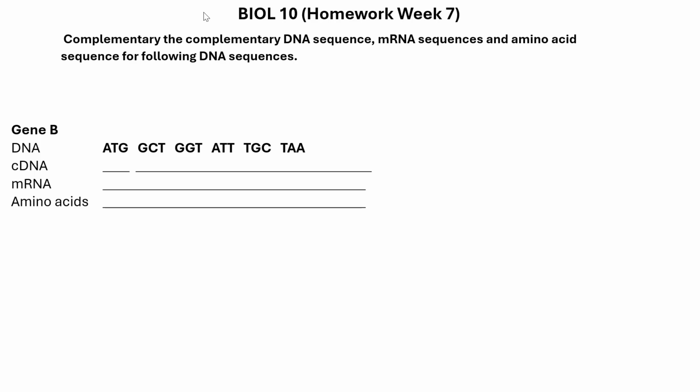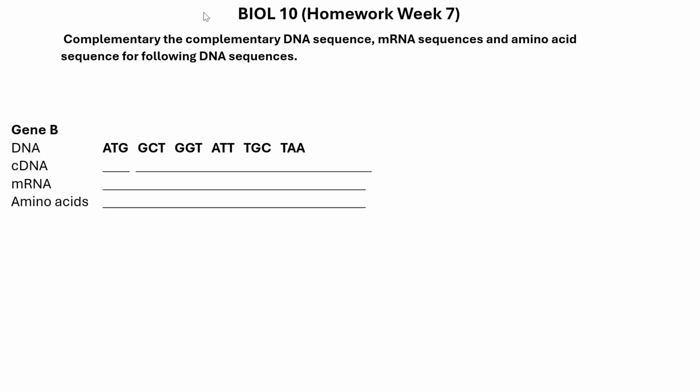Hello everyone, in this video I would like to explain how to work on your homework assignment for week 7, in which you have to create a complementary DNA strand, and then from that complementary DNA strand you have to synthesize or build an mRNA sequence, and finally you have to figure out what will be the amino acid sequence that will be encoded from that mRNA.